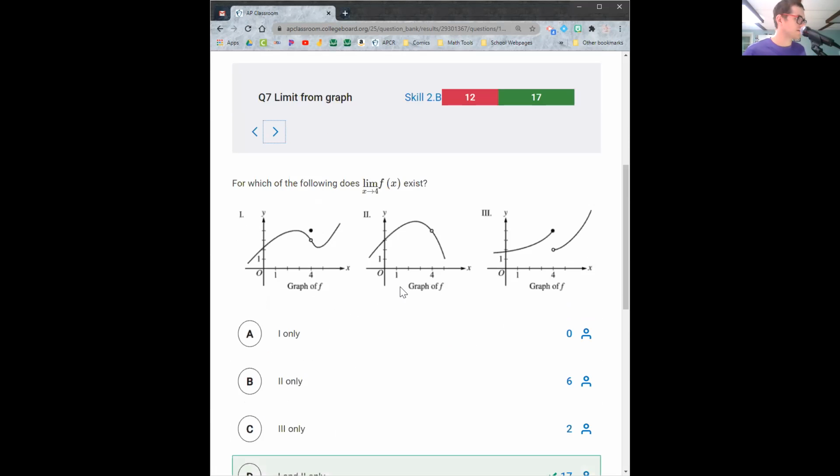Which of the following does the limit as x approaches 4 of f of x exist? Nope. So 1 it exists, 2 it exists, 3 it does not, because for 3, the left and the right go to different values. So that's why it's 1 and 2 only.